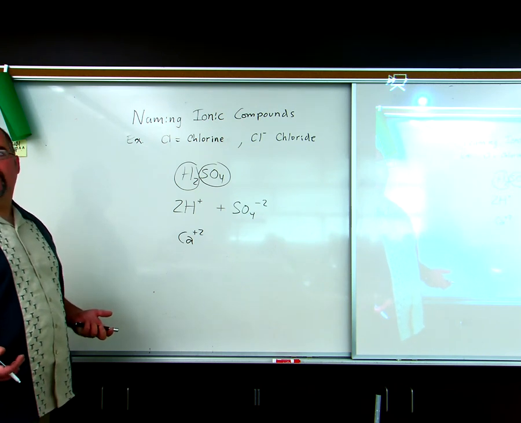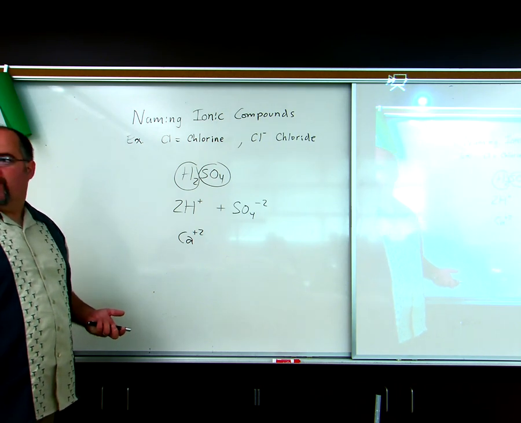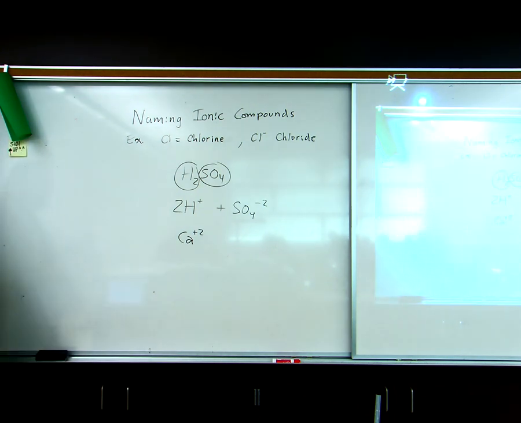Let's pick somebody else random. Is it Oscar or Christian? Oscar. How would you combine those to form a compound? What's the ratio, first of all? How many calciums would you need for every sulfate? Seven. Nope. Four. Nope. If it's plus two and this is minus two, would they cancel each other out? Yeah, so what would that ratio be to cancel them out?